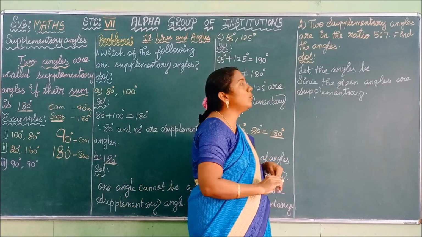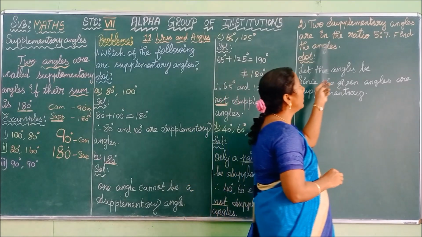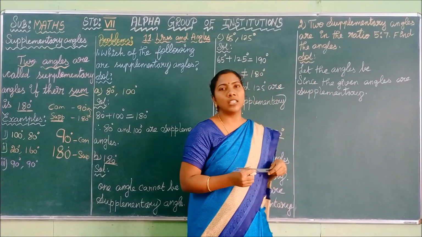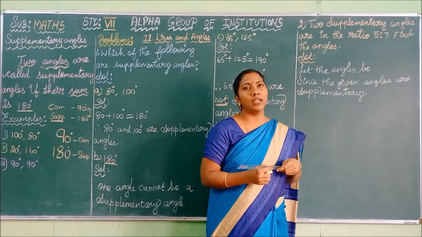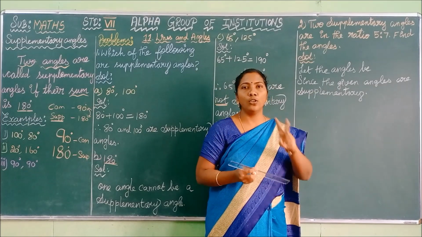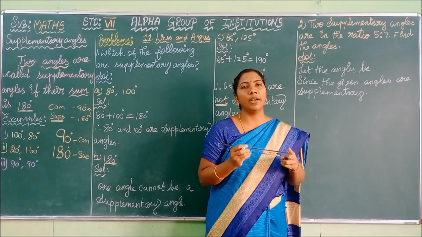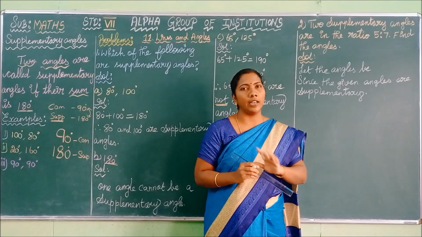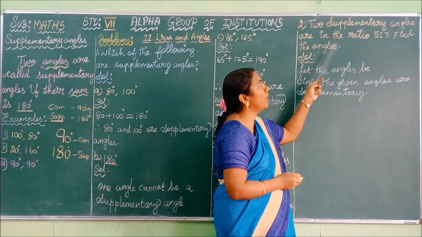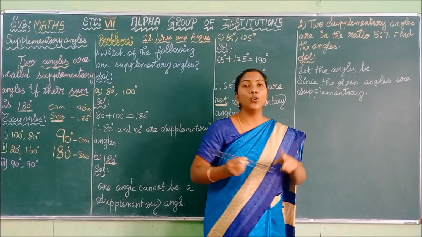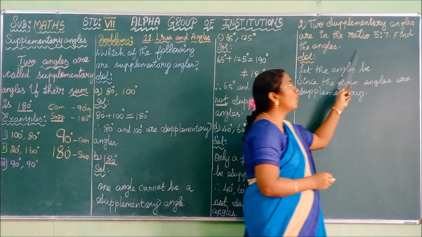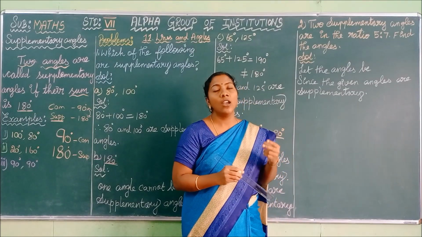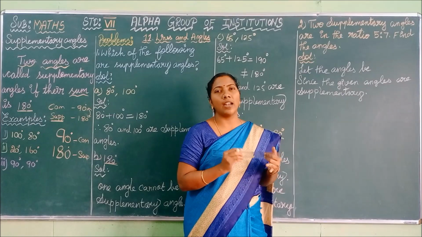Next we are going to do one word problem. Two supplementary angles are in the ratio 5:7. Find the angles. What is the data given in the question? Two supplementary angles. It means we are going to find the two angles. The two angles are supplementary angles. It means if you add the two angles, you get the answer 180 degrees. And they have also given one more hint, that is the ratio. The two supplementary angles are in the ratio 5:7. So using these two hints, we are going to find the angles. What are the hints? One is supplementary and the other is ratio.